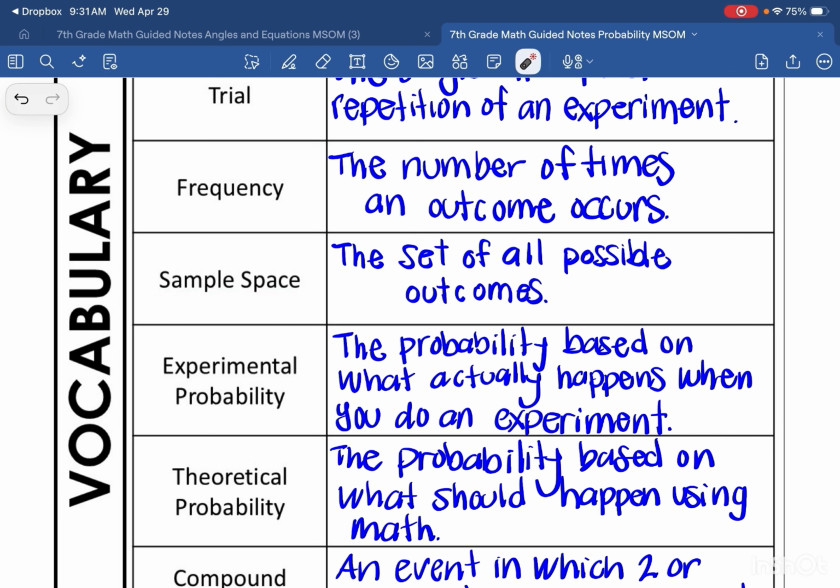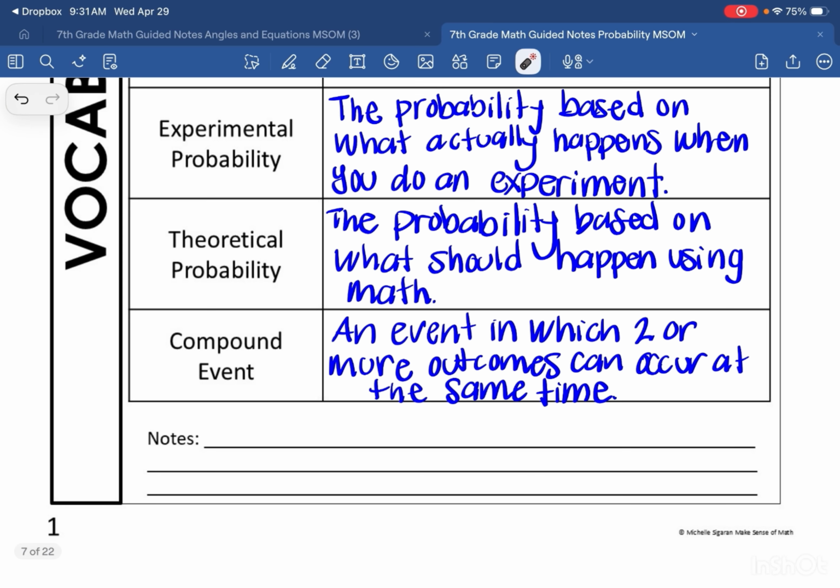Experimental probability is the probability based on what actually happens when you do an experiment. Theoretical probability is the probability based on what should happen using math. Lastly, compound event, an event in which two or more outcomes can occur at the same time.